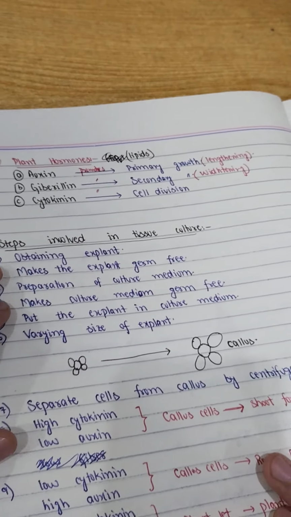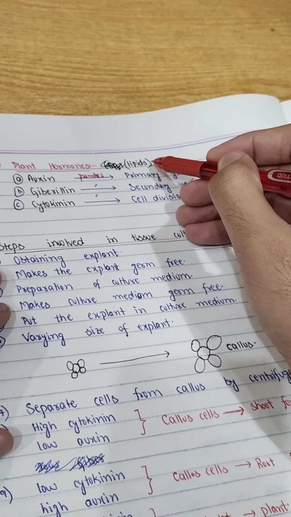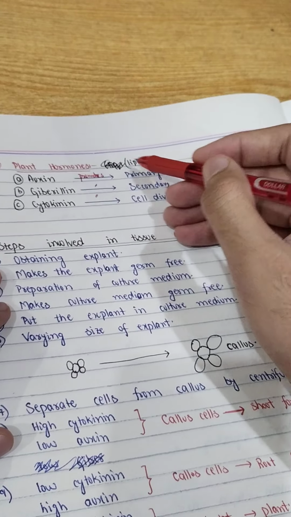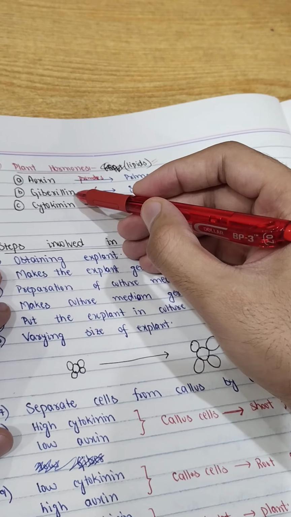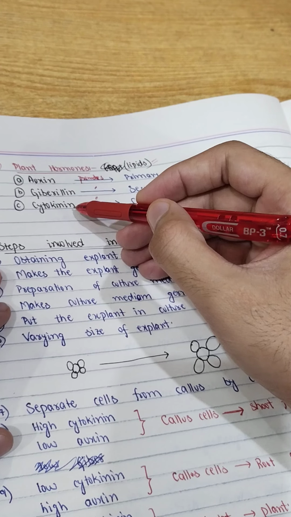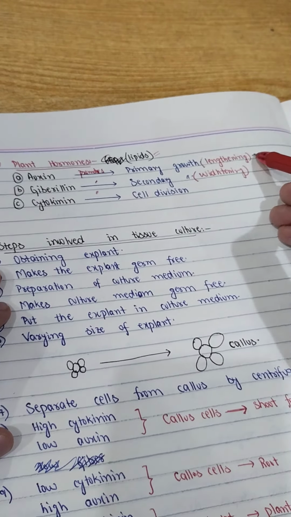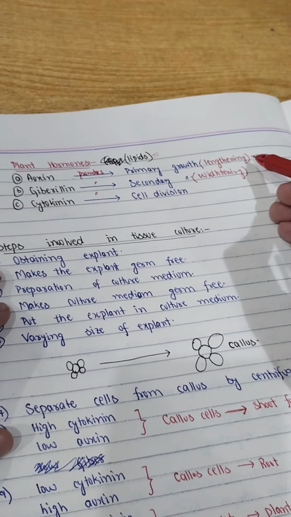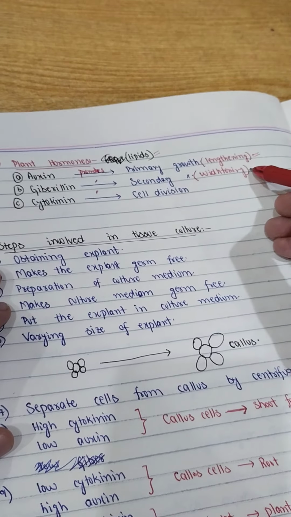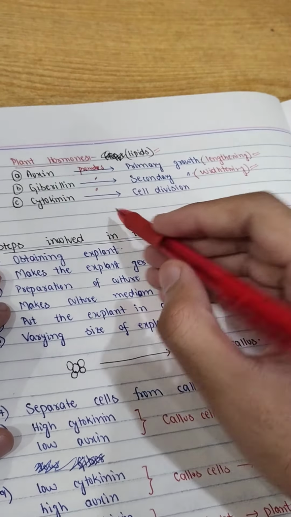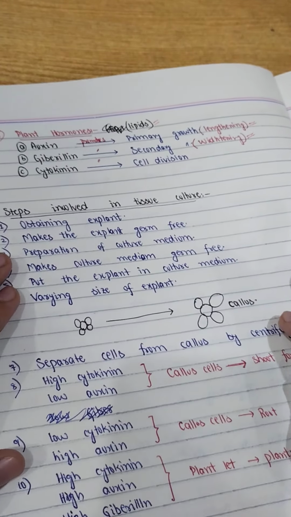And the last apparatus we use is plant hormones, which are actually lipids. Plants contain three types of hormone. One is auxin, the second is gibberellin, and the third is cytokinin. Auxin promotes primary growth in plants, which is the lengthening of the plant, and gibberellin promotes secondary growth, which is the widening of the plants, while cytokinin promotes cell division.